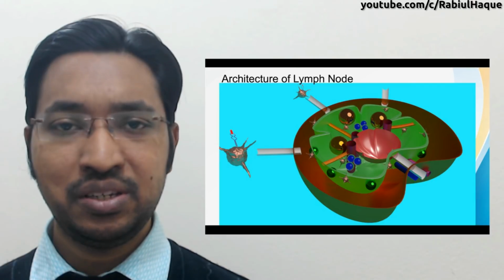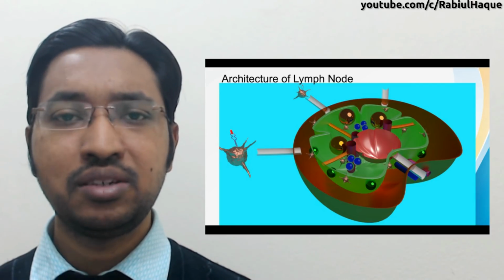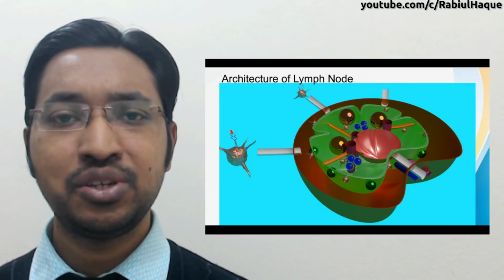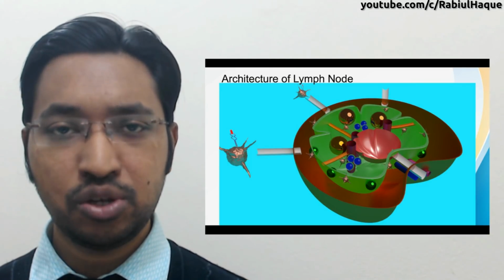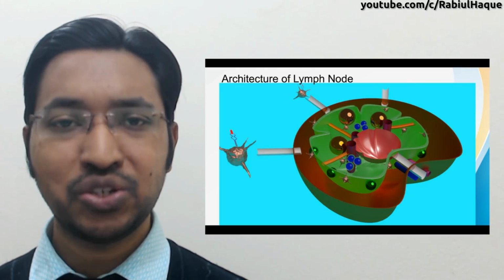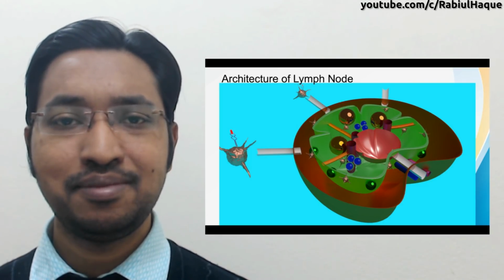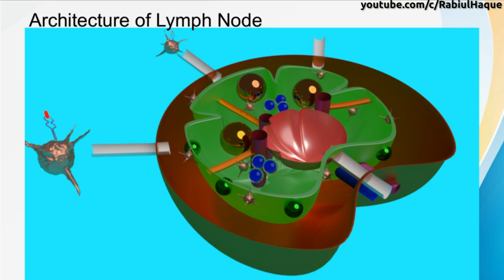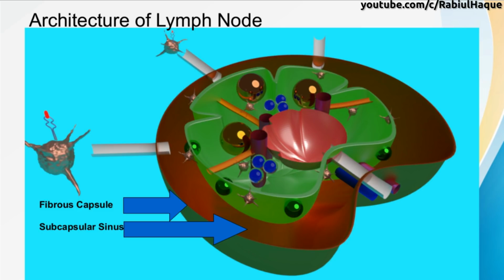As you can see, here I have drawn a simple diagrammatic image of lymph nodes using the 3D modeling software Blender. So, special thanks to the Blender team. Now, in this image, we can see a lymph node and it is surrounded by a fibrous capsule. The arrow is denoting the fibrous capsule. Just beneath this fibrous capsule, there is the subcapsular sinus, which is also known as the marginal sinus.